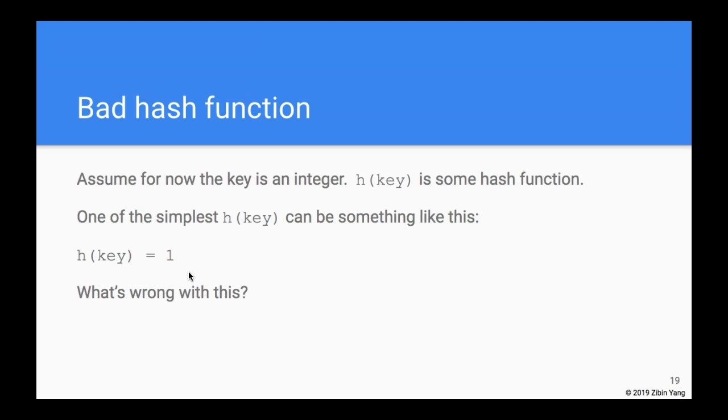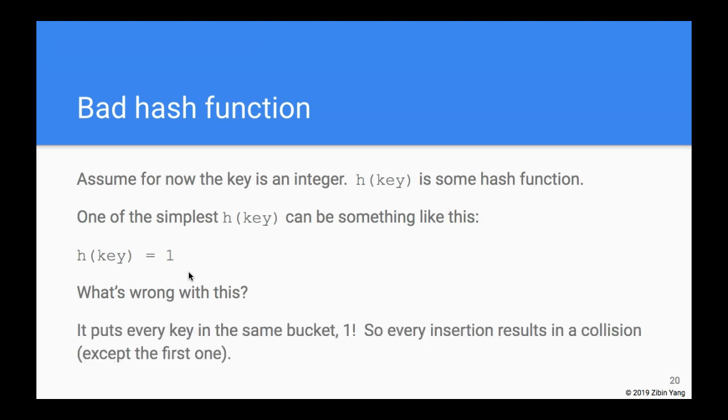Now, if we use this hash function, what kind of problem are we going to run into? Well, obviously, every single key is going to end up in the same bucket, in this case bucket number 1. So every single insertion will result in a collision, except the first one. So this is a terrible, terrible, terrible hash function, right? We want to avoid collision.